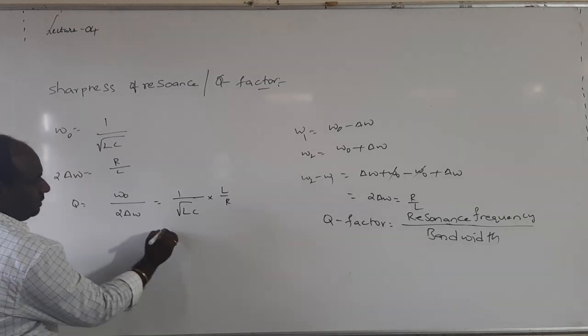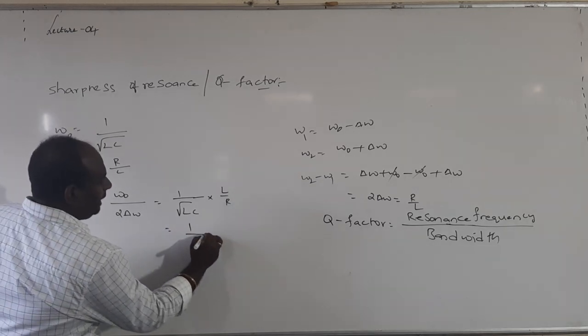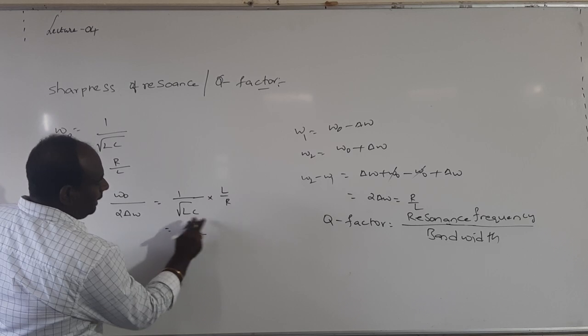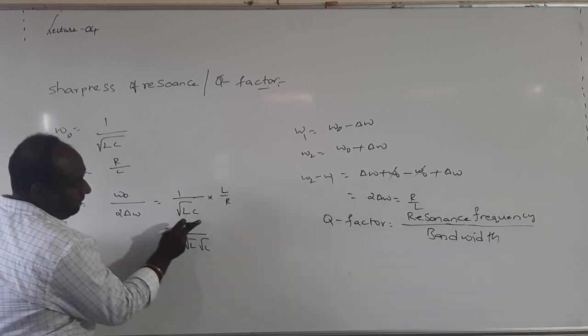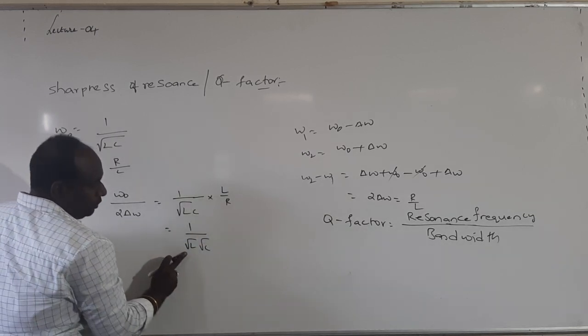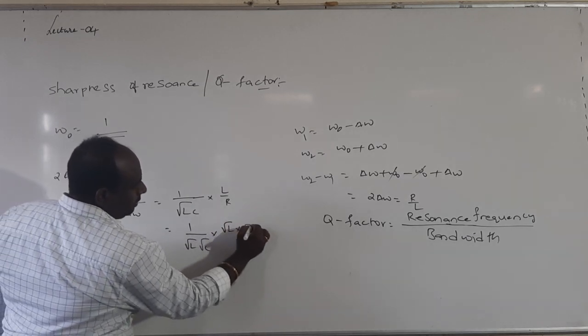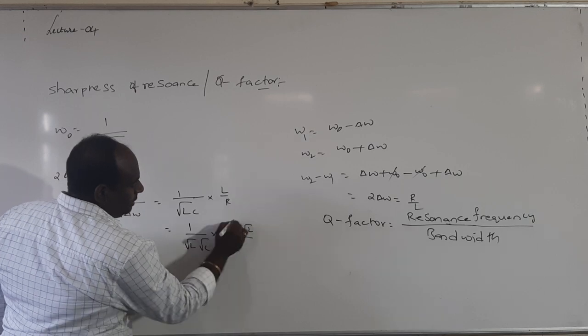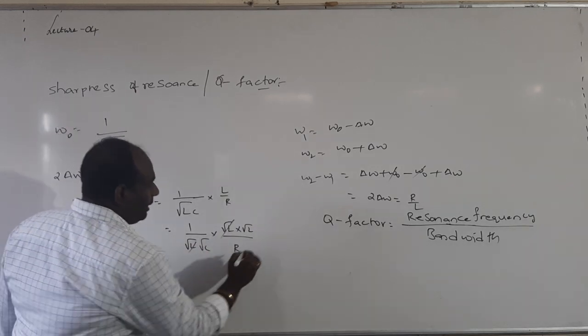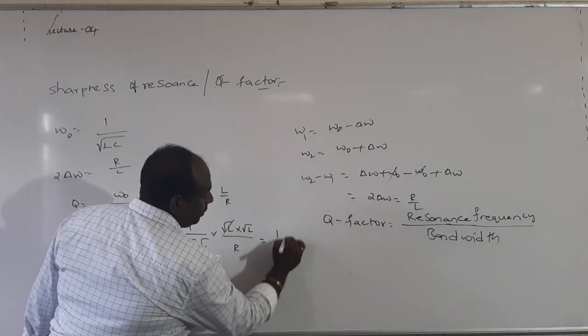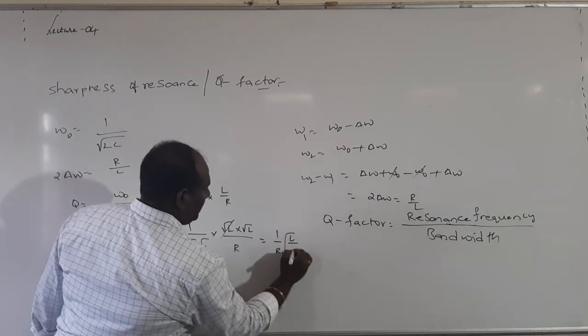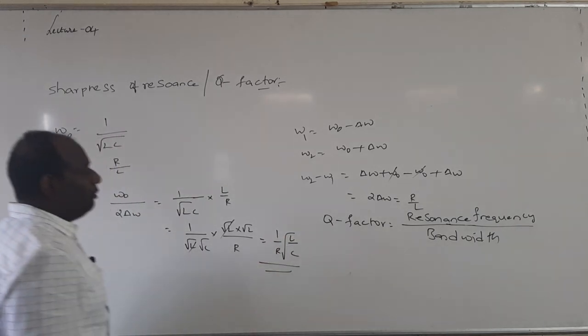If you write L as root L into root L, root AB can be written as root A into root B, so root LC is root L into root C. So this also I can write as root L into root L divided by R. These two get cancelled. So finally we are getting Q factor equal to 1 by R into root of L by C. This is the expression for quality factor.